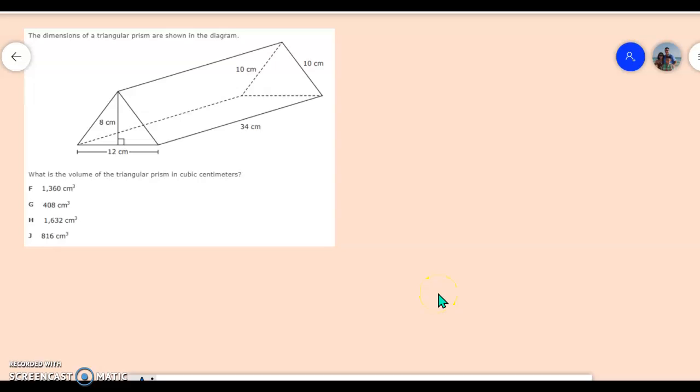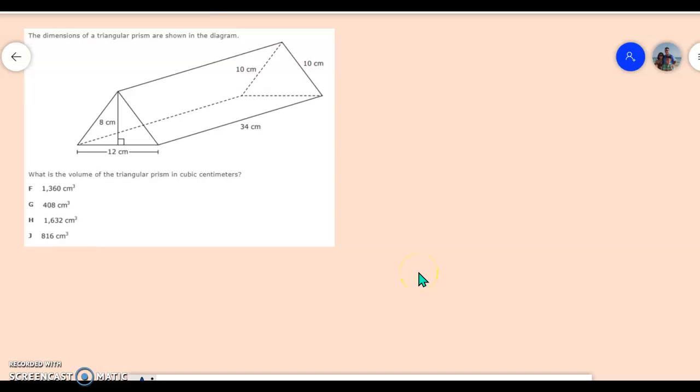You're going to watch this video if you worked your warm-up today and you happened to get this problem wrong. This problem is from our major assessment 3.3. It was number 2, and it's what we call a highly missed question. So I'm just going to really quick show you how you could work this problem. Assuming that we've read it, the dimensions of a triangular prism are shown in the diagram. What is the volume of the triangular prism in cubic centimeters?